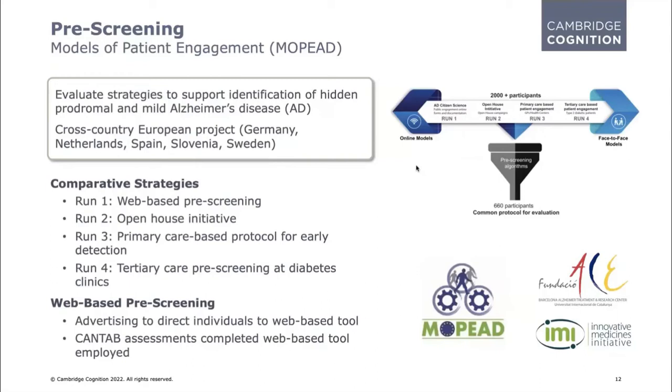The Open House initiative really looked to open up the opportunity for people to have their memory assessed. So it took away the requirement of a doctor or a doctor's referral in order to visit a memory clinic, allowing people with concern of their memory to go along to receive an evaluation.